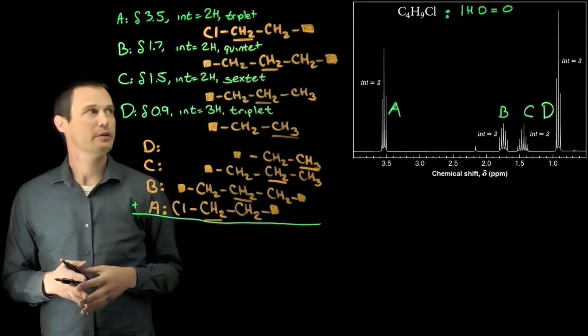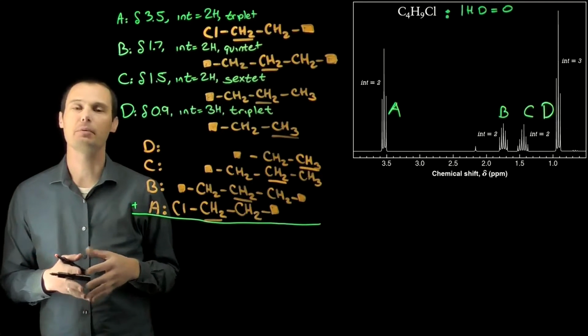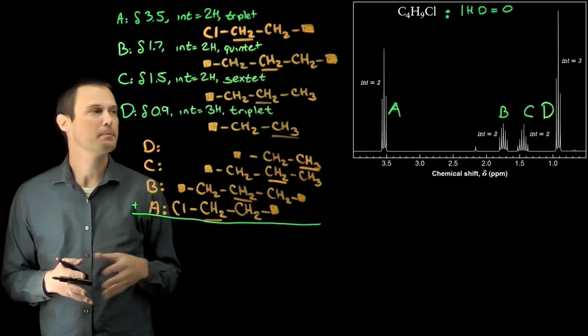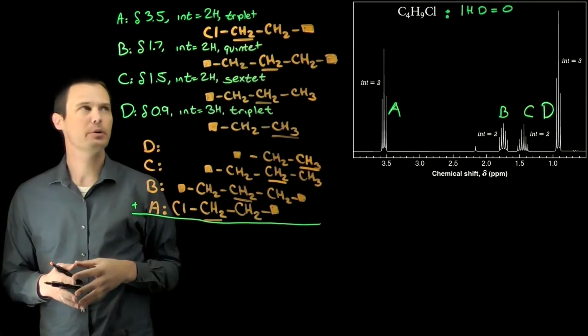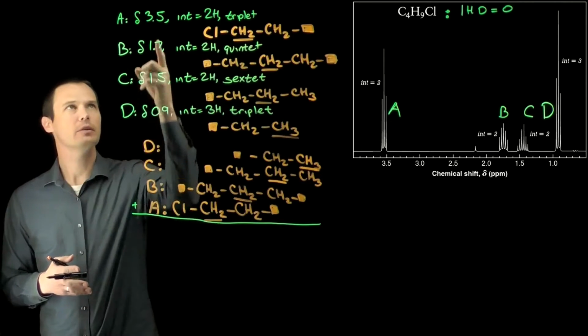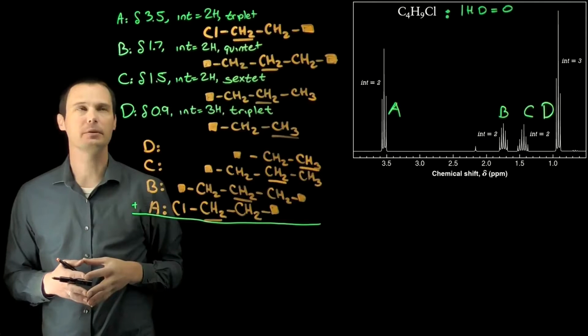The first thing we want to do is look at our molecular formula and calculate the index of hydrogen deficiency. For this molecule, it's 0. That means no pi bonds and no rings. I have labeled each of the signals, and I have built a puzzle piece corresponding to each of those signals. Looking at the chemical shift, the integration, and the multiplicity allows me to build a puzzle piece for each signal.